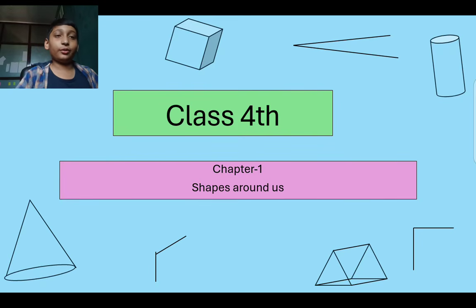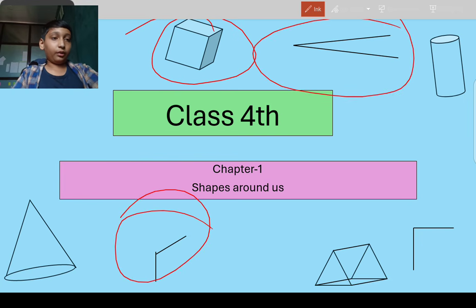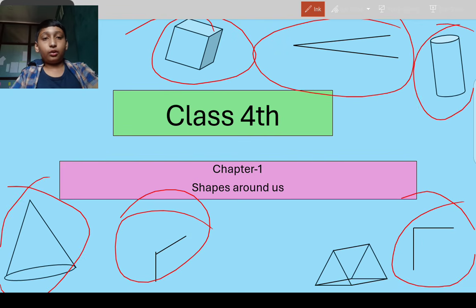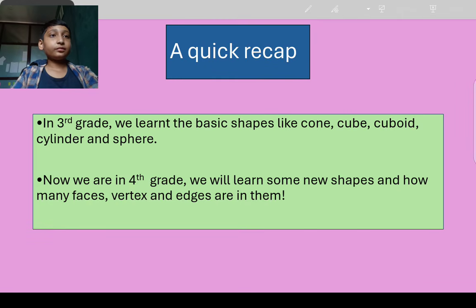Today we are going to do class 4th, chapter 1: Shapes Around Us. In this, the title has a cube, these angles which we are going to study later, a cylinder, a cone, and a shape which you are going to learn. Okay, next page. In this we have a quick recap.